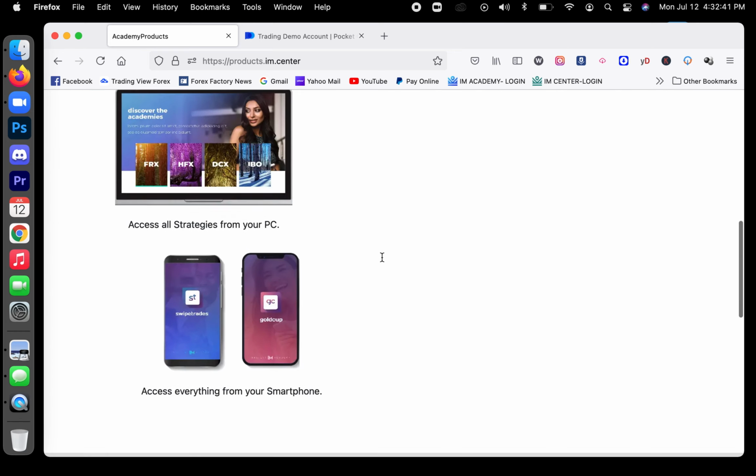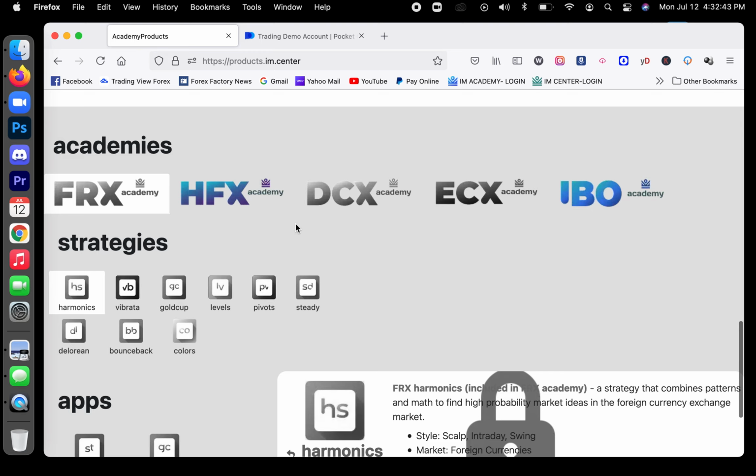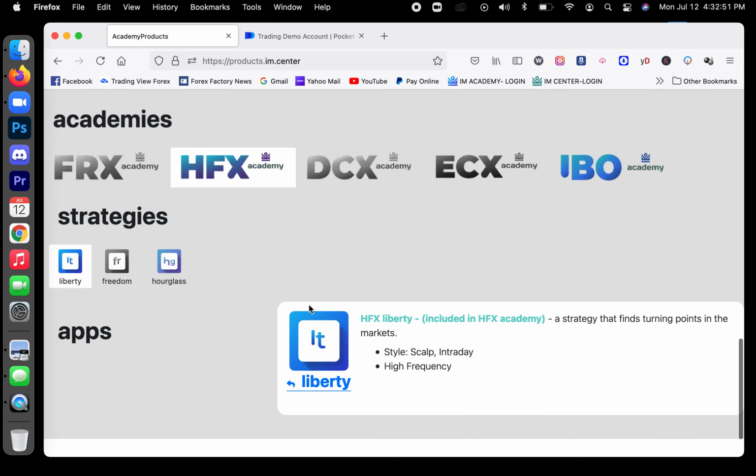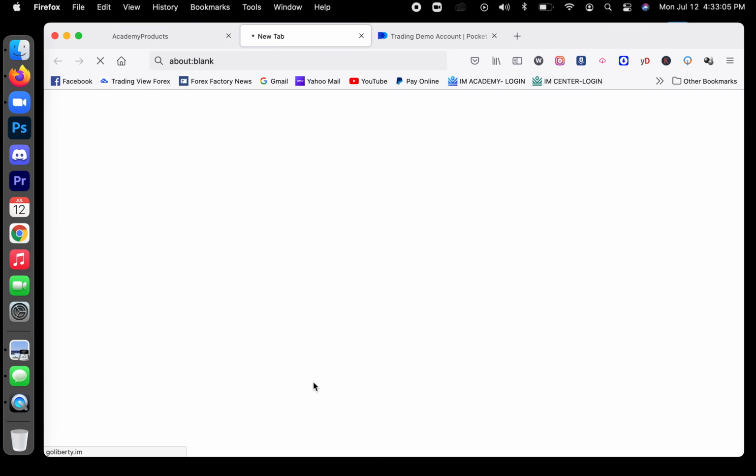Once you're done with that, you're going to scroll down mid-screen. When you get mid-screen, whether you have FRX or HFX, you're going to just choose the one that you want to use. I'm going to click HFX, right? In HFX, whatever you have access to will be highlighted. If you have not purchased Cash Trap 3.0, you will not have access to the Hourglass strategy. You will have access immediately, no matter what package you're on, to the Liberty. Now, when you open up Liberty, you're going to click it here, and you're going to click right here.